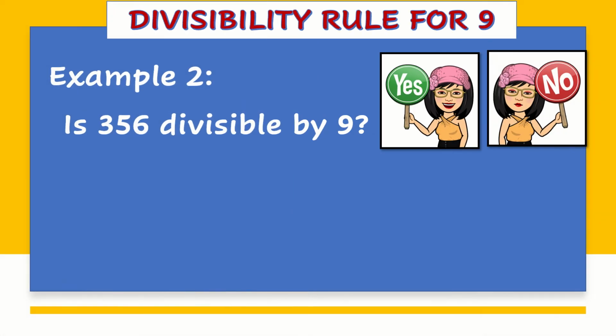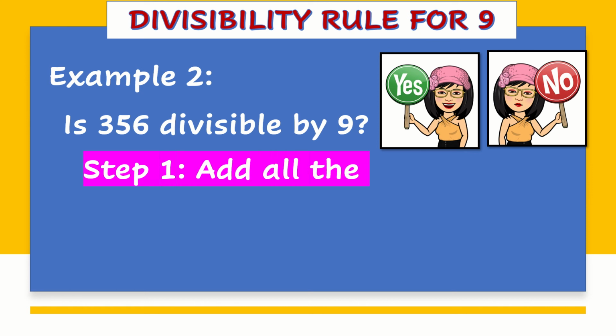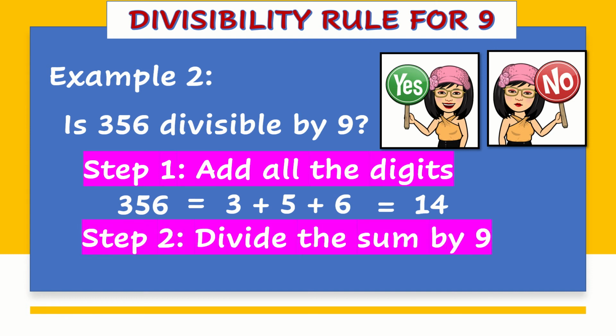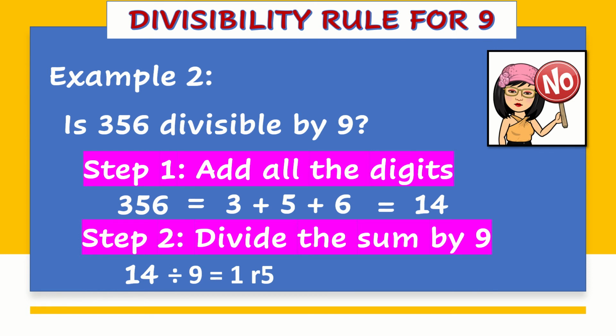Divisibility rule for 9, example 2. Is 356 divisible by 9? We may answer again with a yes or no. Step 1, add all the digits. 356 equals 3 plus 5 plus 6 equals 14. Step 2, divide the sum by 9. The sum is 14. Divided by 9 equals 1 remainder 5. Because there is a remainder, 356 is not divisible by 9. It is a no.